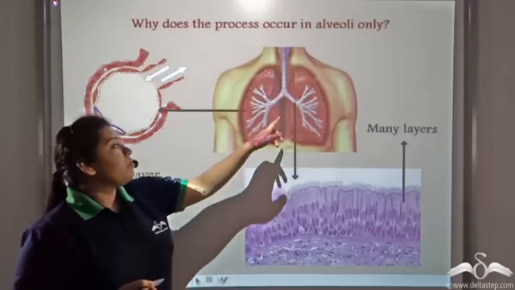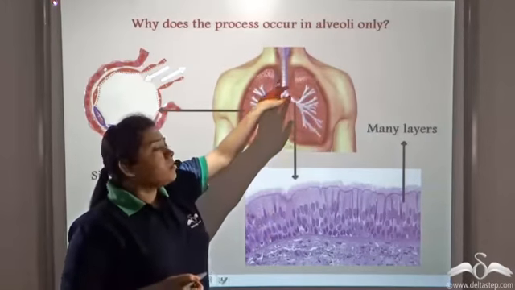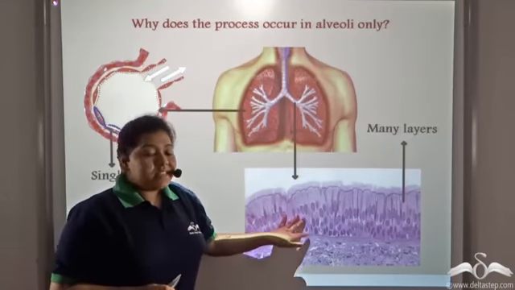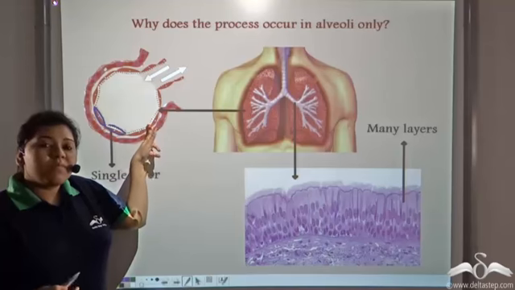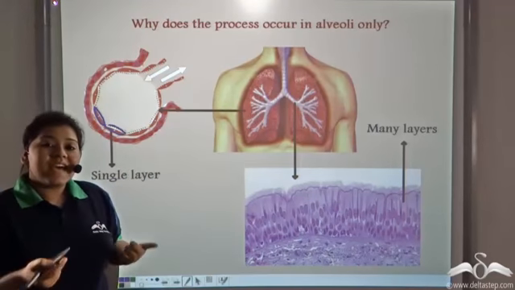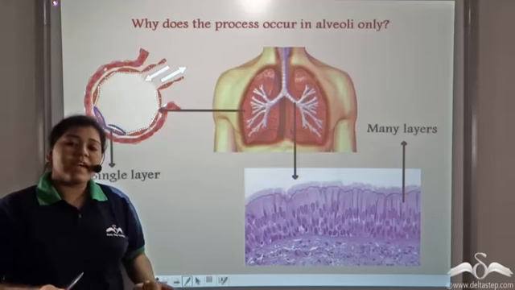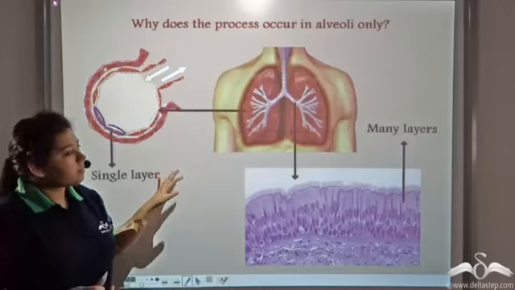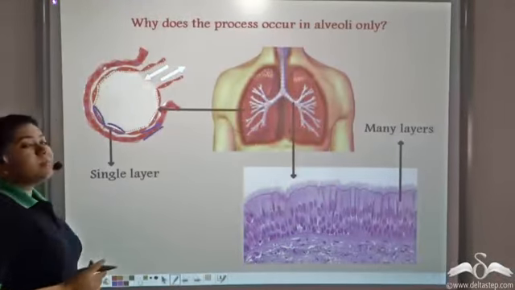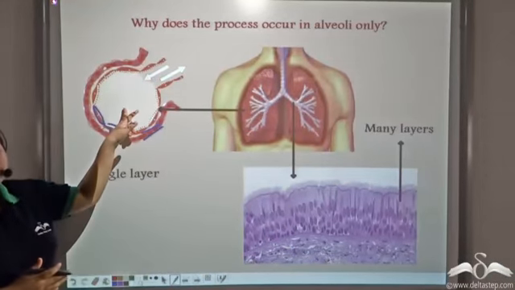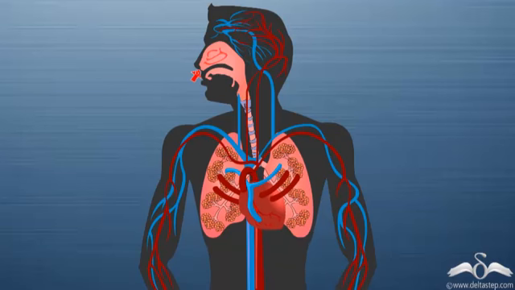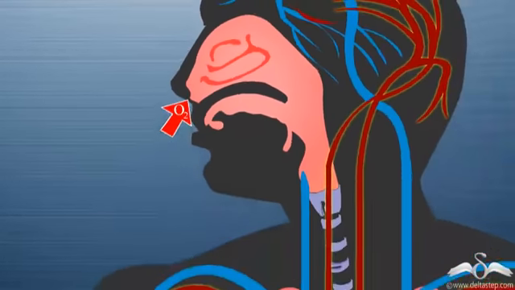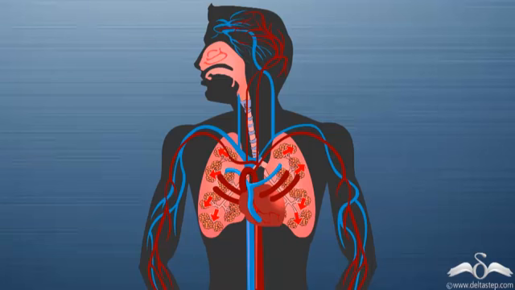Unlike the walls of the bronchi or the bronchioles or the trachea, which are made up of multiple layers of cells. Since the wall of the alveoli is made up of a single layer of cells, gases like oxygen and carbon dioxide can easily diffuse in and out of the alveoli. This part that you can see is the blood vessel surrounding the alveoli. So blood, being a fluid medium, transfers the oxygen that we breathe in to all the body cells in our body.